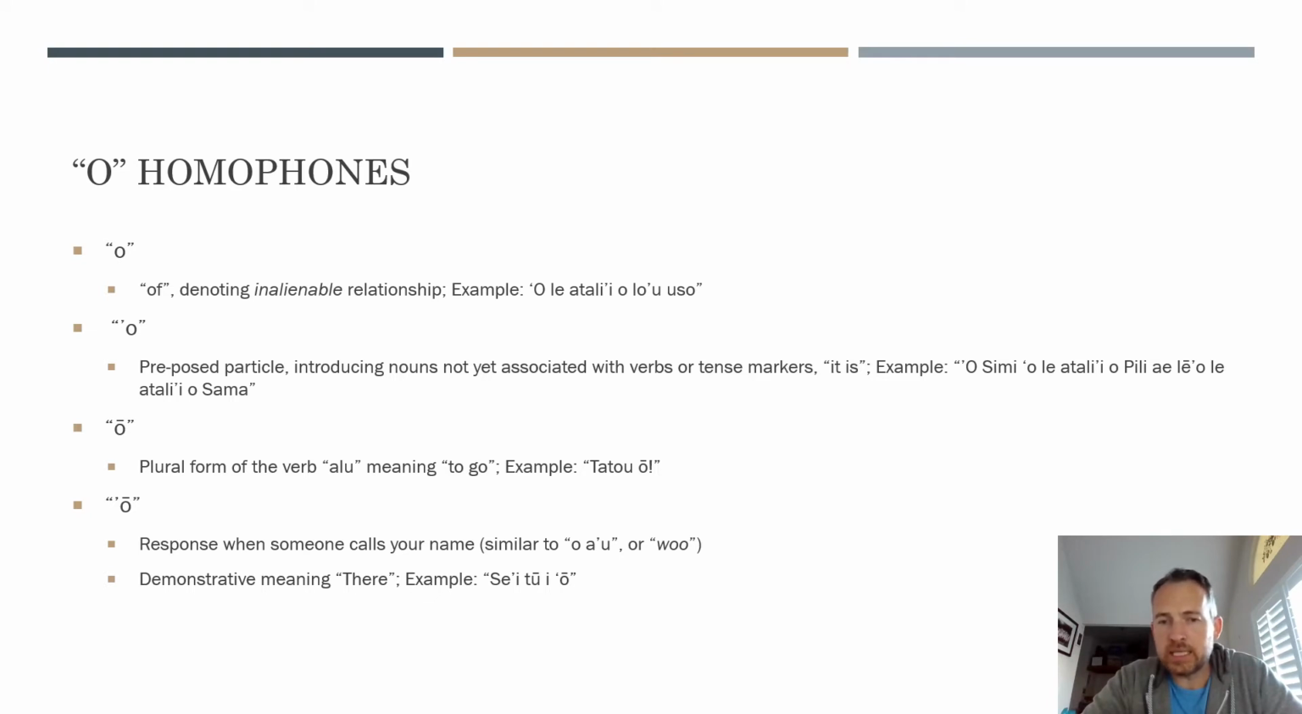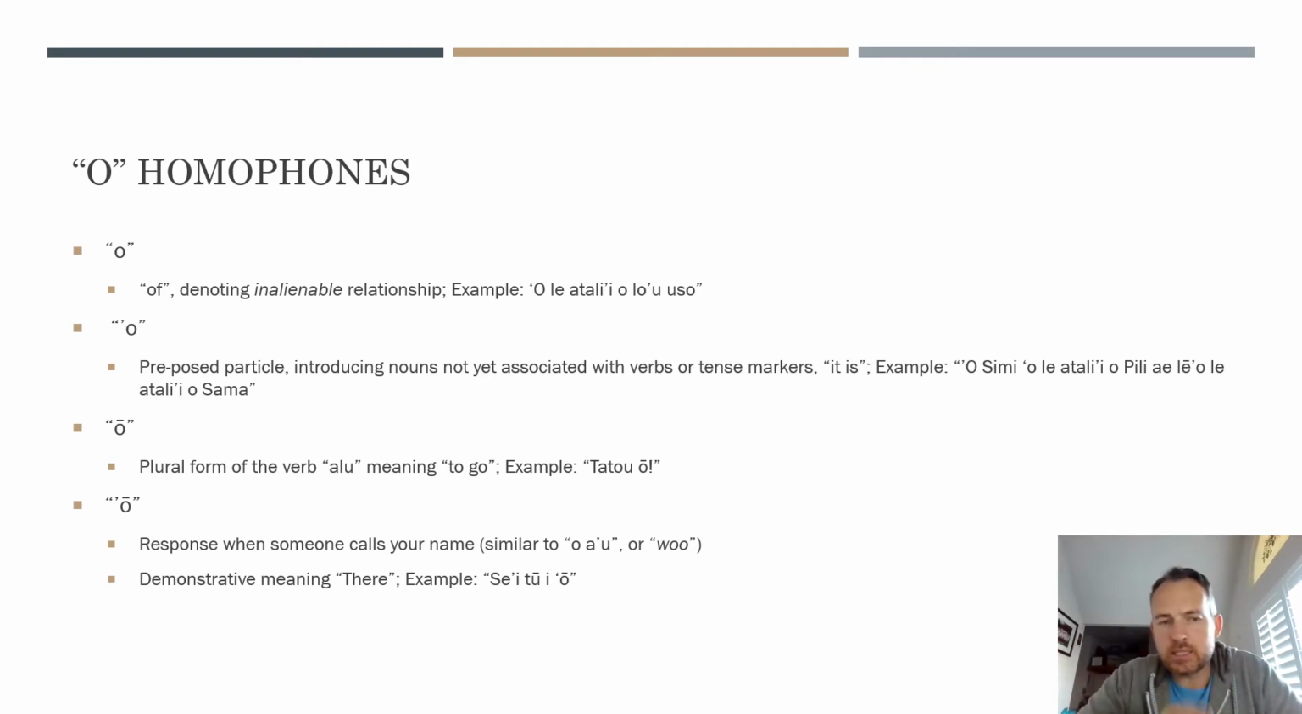So ole atali'i o lo uso means it is the son of my brother. So le atali'i is the son, O is of, and then lo uso is my brother. Or if you're a woman, this would be of your sister. Uso is a same-sex sibling.